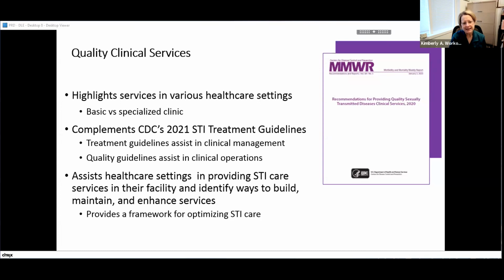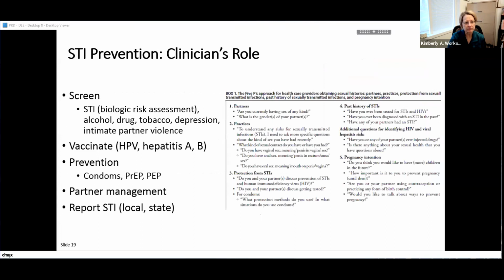And it assists with clinical operations of your operation setting, whether it's an ER or a primary clinic or a more specialized clinic. And it really provides a framework for optimizing care. So let's get started and think about what our role is as clinicians. What should we do in terms of thinking about the bigger picture for prevention?